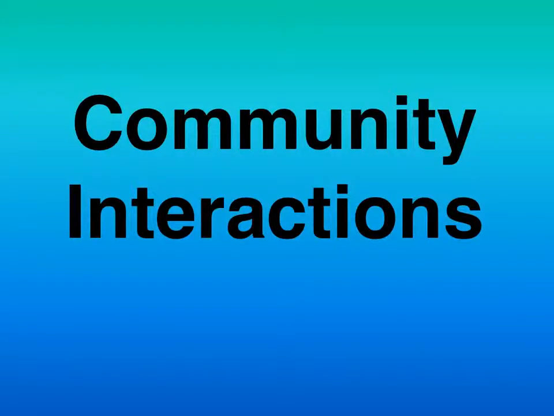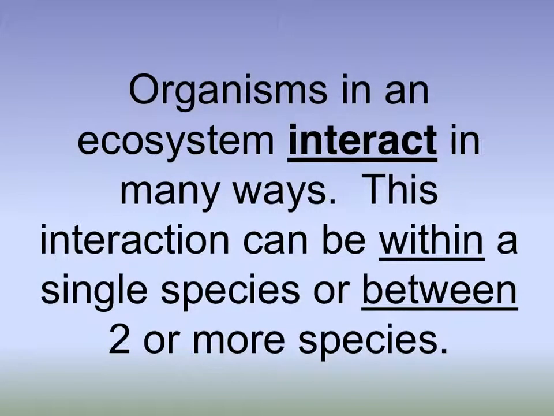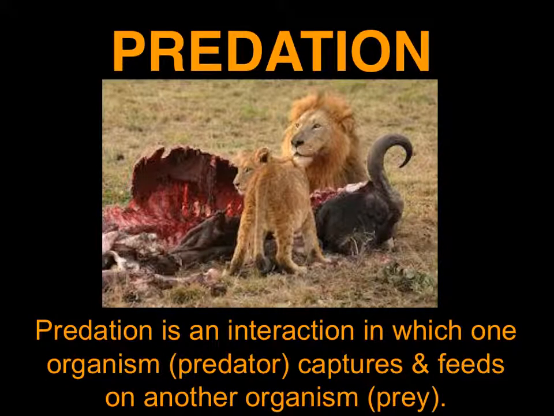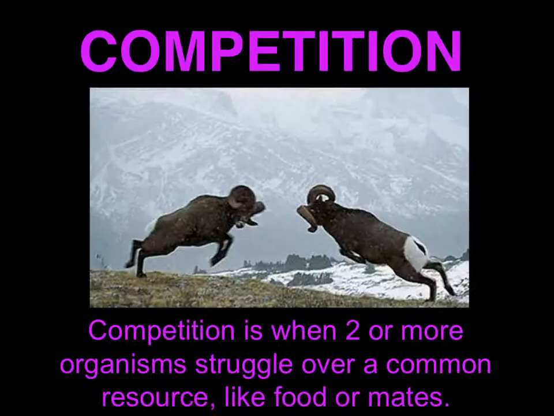It's time to review community interactions. Organisms in an ecosystem interact in many ways. This could be within a single species or between 2 or more species. Predation is an interaction in which one organism, the predator, captures and feeds on another organism, the prey. Competition is when 2 or more organisms struggle over a common resource, like food or mates. These 2 bighorn sheep are fighting over mates.